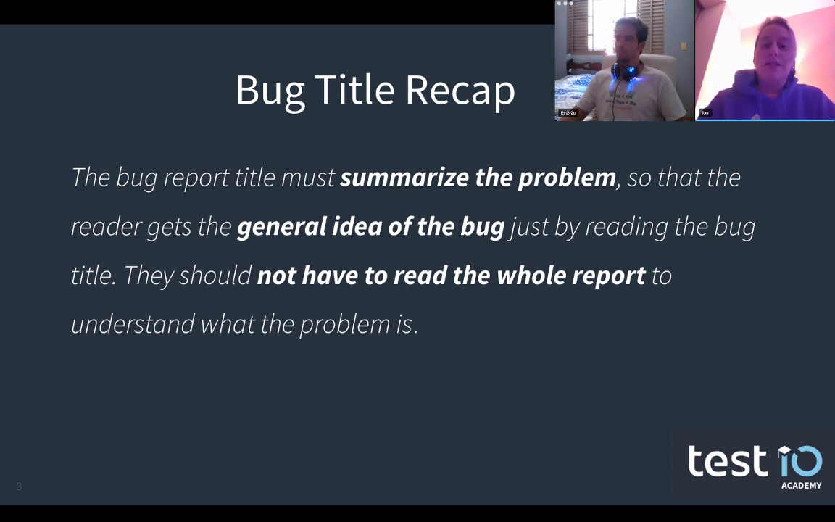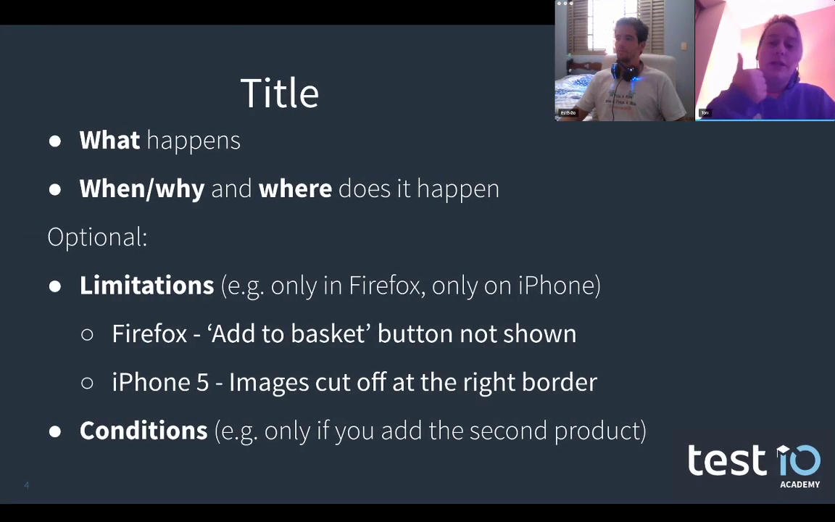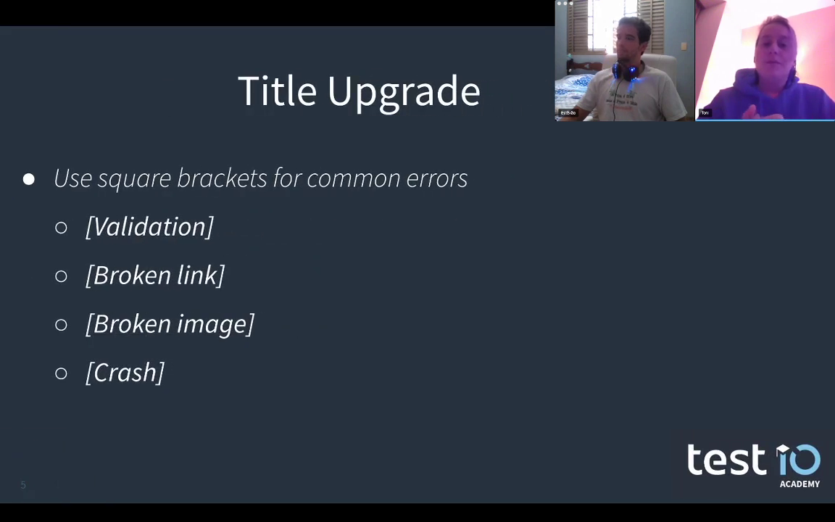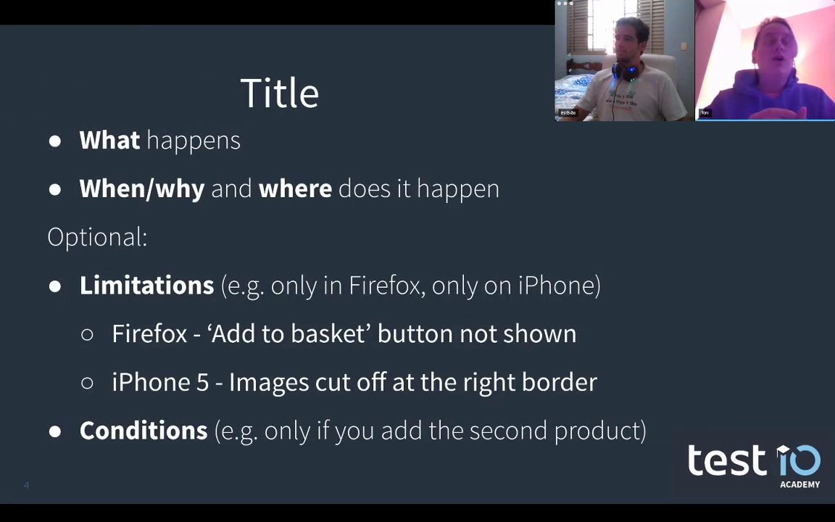So to break it down in some basic points, write in your title, firstly, what happens, when and why does it happen, and where does it happen. This is how you can break down your title. Then you have two optional things you can add. Limitations. So, for example, if it only occurs on Firefox or only on iPhone, please state so in your title. So start with it like Firefox or Firefox only, and then make clear that afterwards the title starts. Also, when it only occurs on one device, like for example on iPhone 5, because maybe it's a screen size, state this in your title so everything is easy for us to understand.